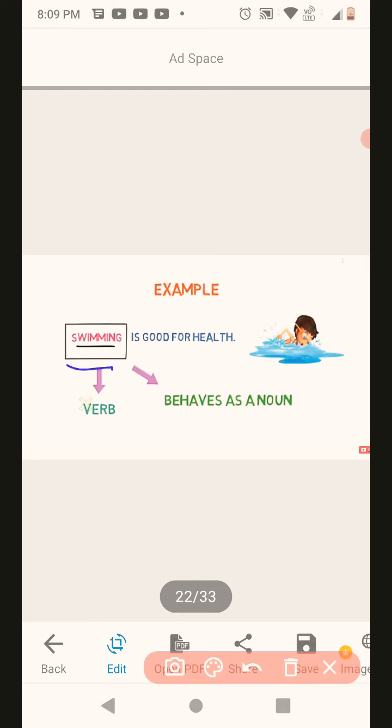It is the name of an exercise. Swimming is good for health. So swimming here functions as a noun, it behaves as a noun. So any word which behaves as a noun is a gerund and it is not bound to tense, number, and person.